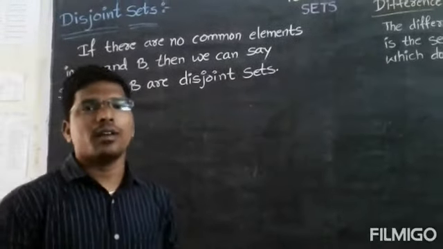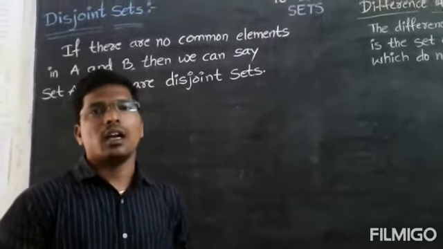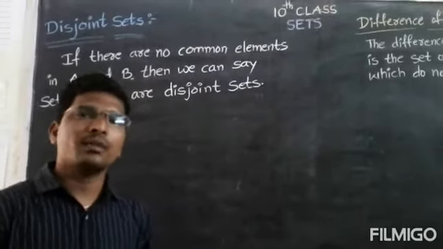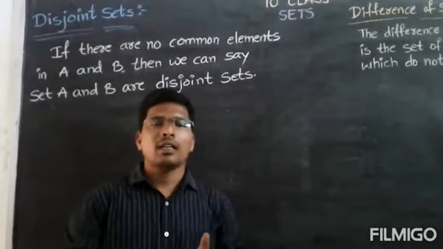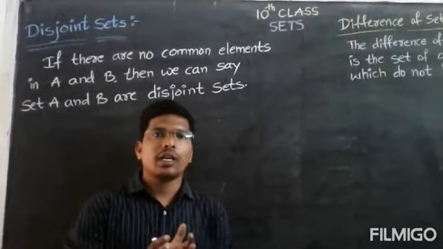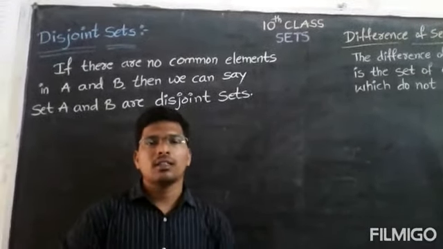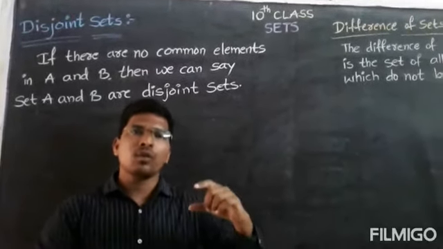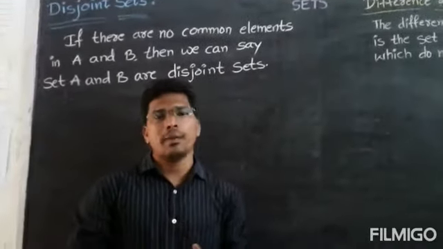In the previous classes we have learned the union of sets and the intersection of sets. So what is meant by union? Union means the combination of two sets. We are combining the two different sets. Next, what is meant by intersection? Intersection means that in the given both sets we have to take the common elements.